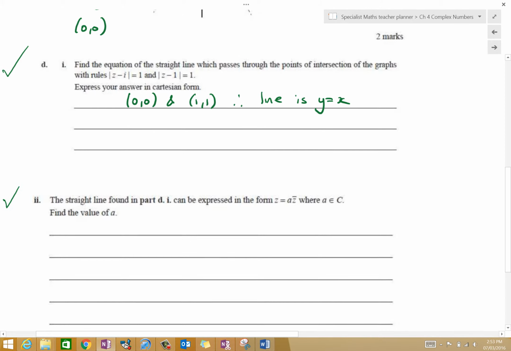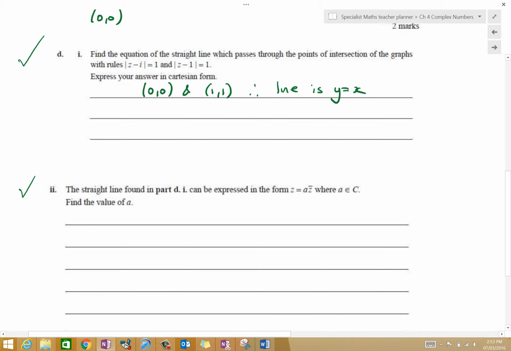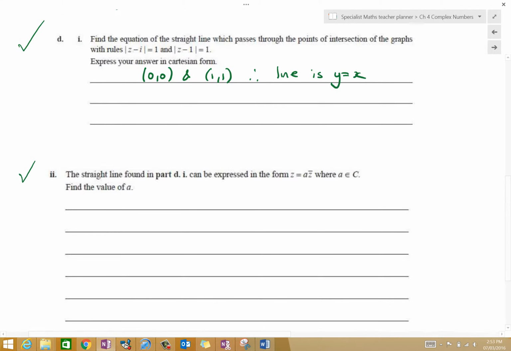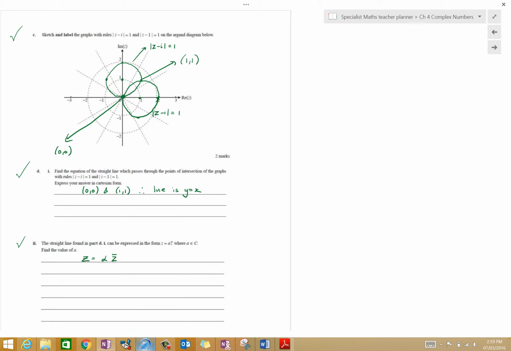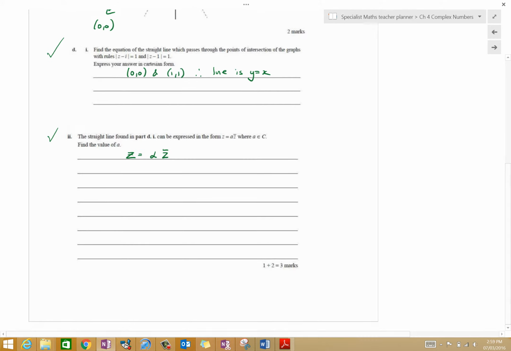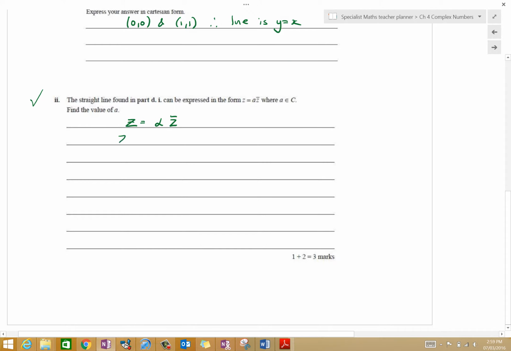Now, the straight line found in that can be expressed in the form z is equal to alpha z bar. Find the value of alpha. What would that be? I might get you to have a think about that. Let me do that for you. So, z is equal to x plus yi. z bar is equal to x minus yi. That's where I would start.